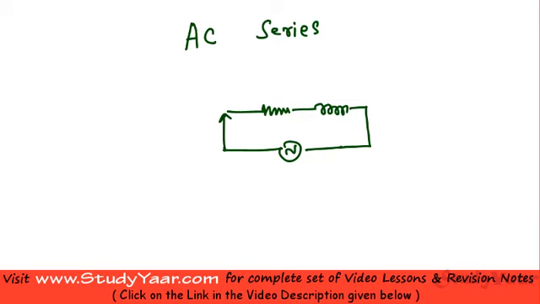Let's first analyze this situation, which is an RL series circuit. We are assuming this resistor has a resistance of R ohms and this inductor has an inductance of L henry. If you remember, when we were analyzing pure capacitive or pure inductive circuits, we talked about impedance. Impedance is something that you can simply add when you have a series circuit.